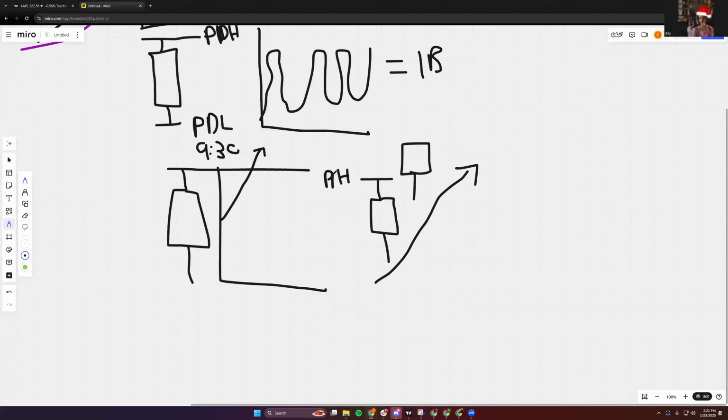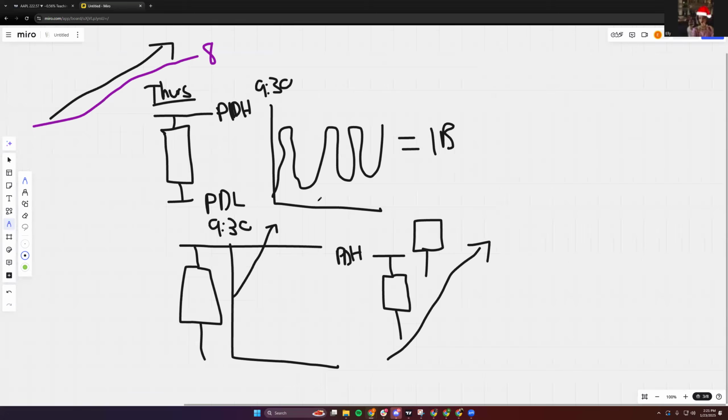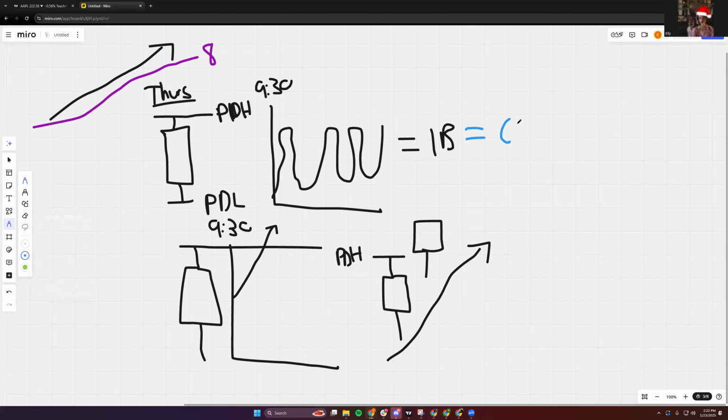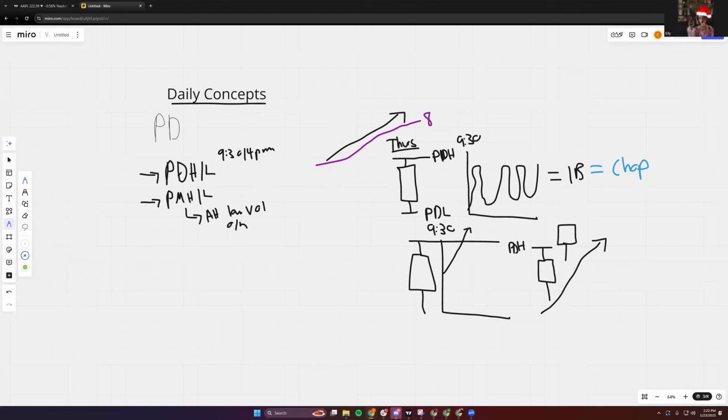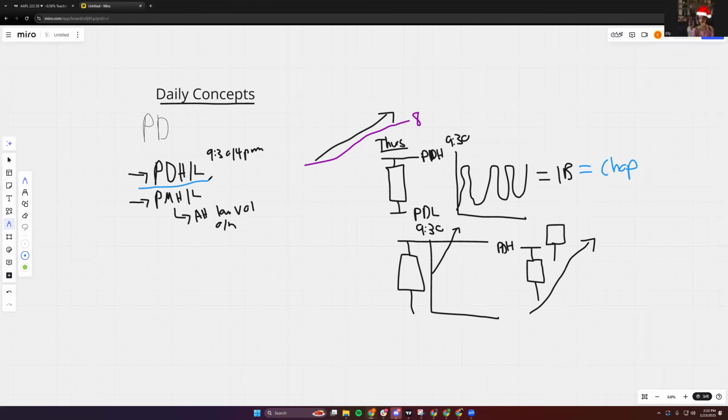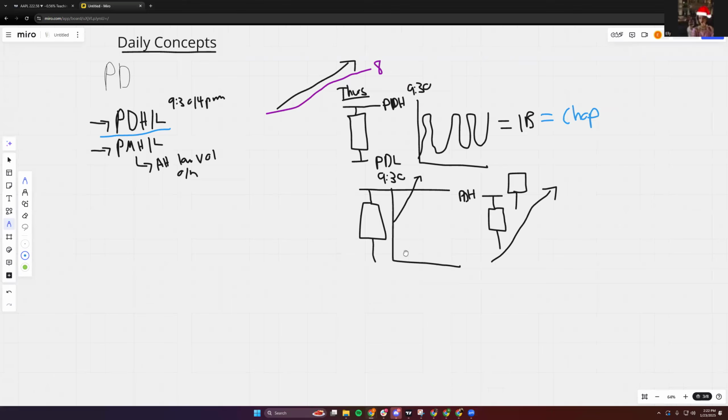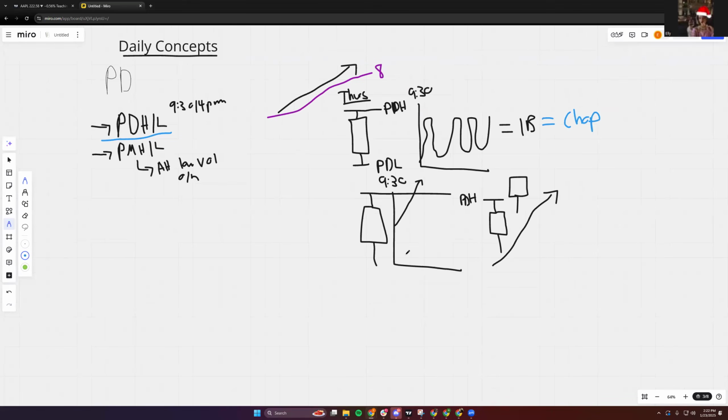The reason that I want to talk about this is because I see a lot of people getting chopped up. If price of the day is inside the prior day's range, it forms an inside bar, which also equals chop. As we previously discussed, the prior day highs and lows are a lot stronger than the pre-market highs and lows, meaning that they can contain price a lot better.